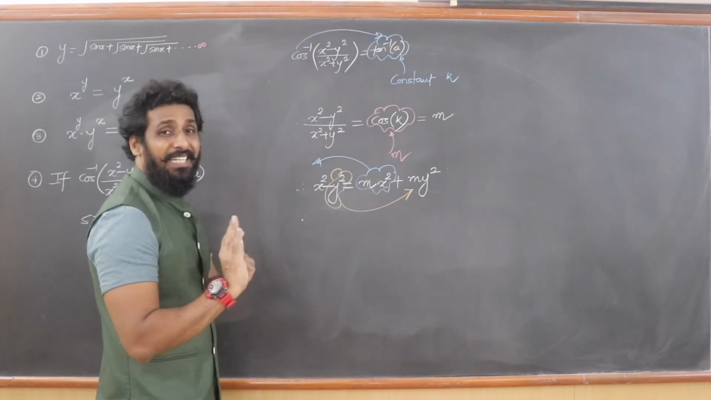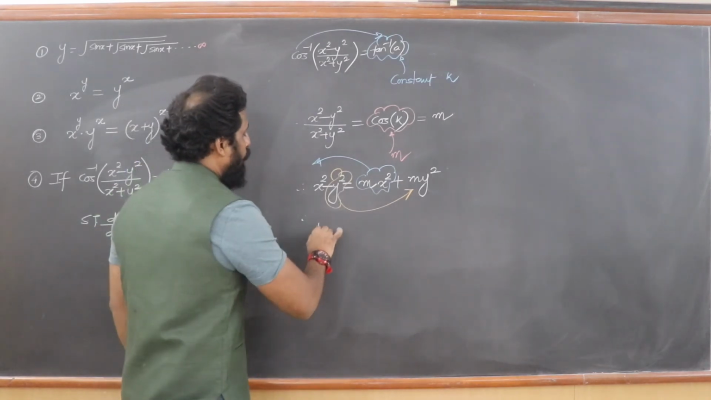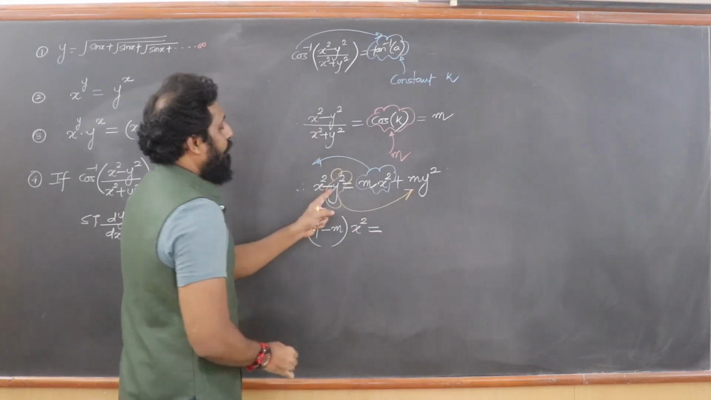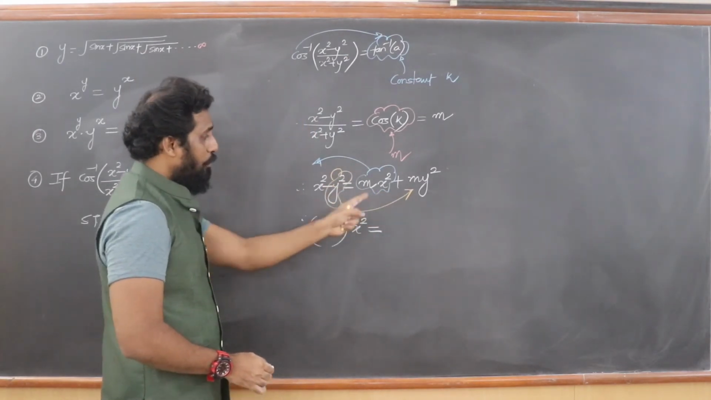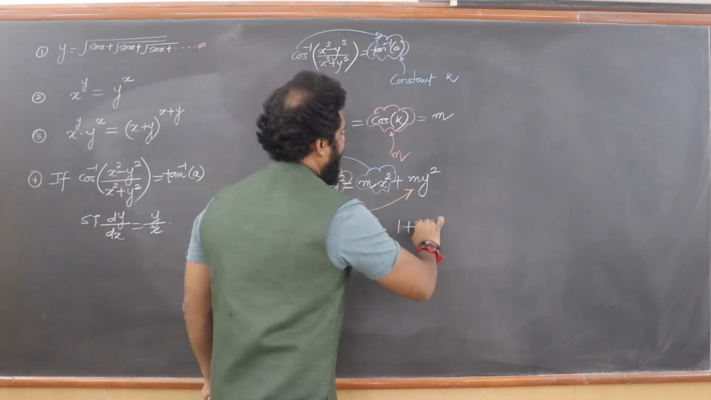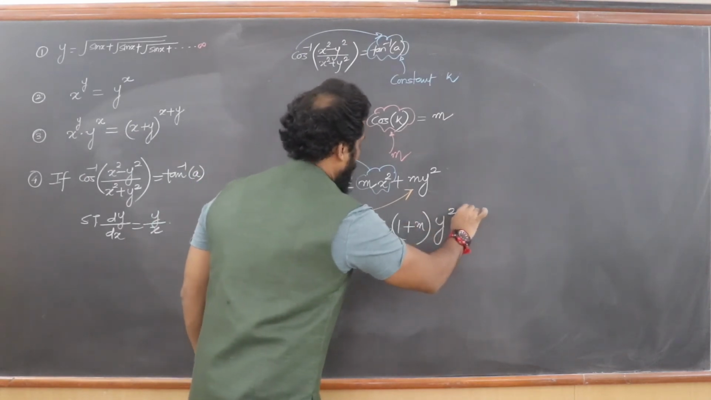So now, when it's transferred on the left hand side, you can observe that both the terms will contain x square. It can be taken out common. So I can get 1 minus m into x square, and when this term goes on the other hand side, it becomes plus y square. So there is m plus 1, or I add 1 plus m, and then there is y square.